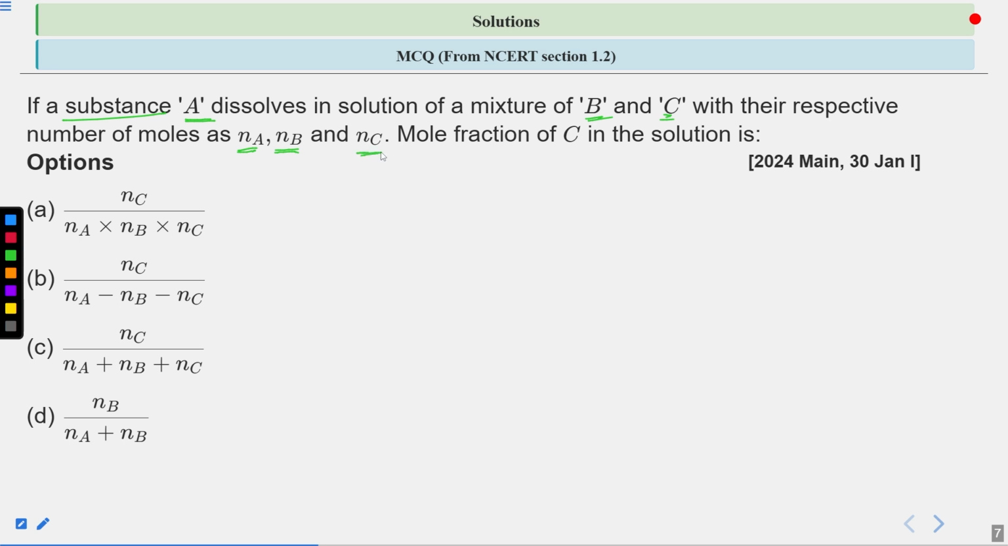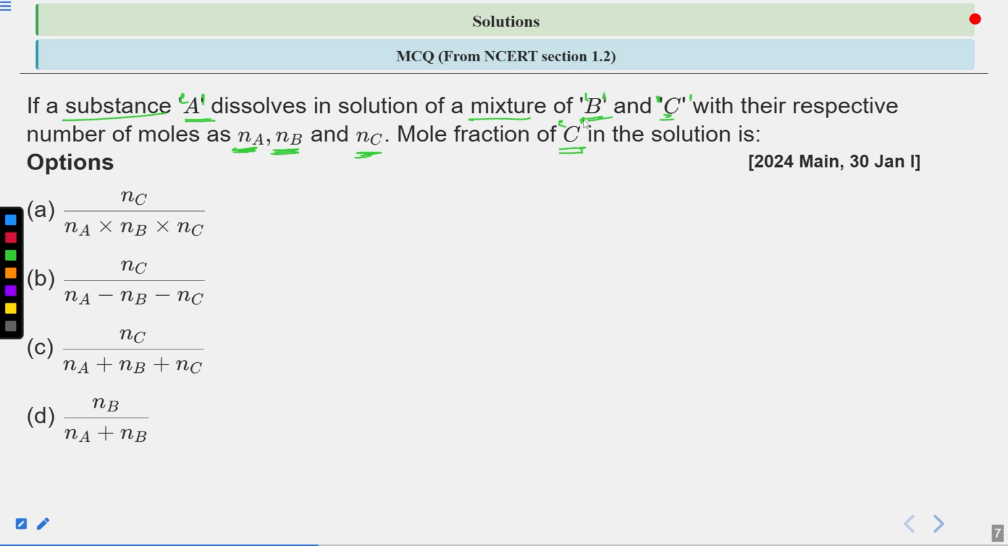What it is saying is that we have a substance which we are representing by A. We are dissolving this into the solution of a mixture of B and C, and they have their respective numbers of moles. The substance A has number of moles Na. In the mixture containing B and C, the number of moles of B is Nb, and the number of moles of C is Nc. You have to tell what will be the mole fraction of C in the solution.